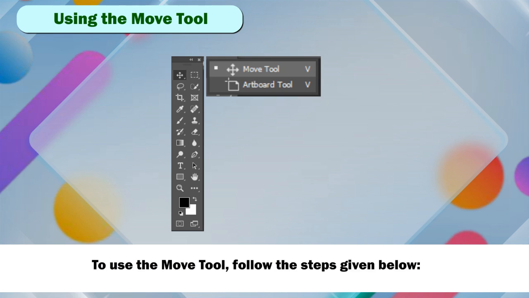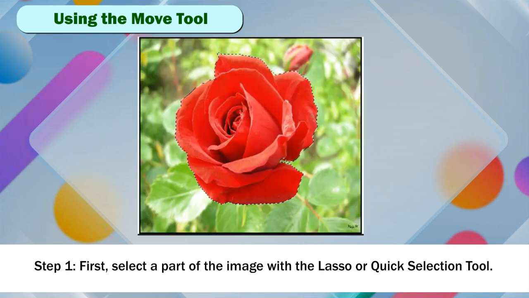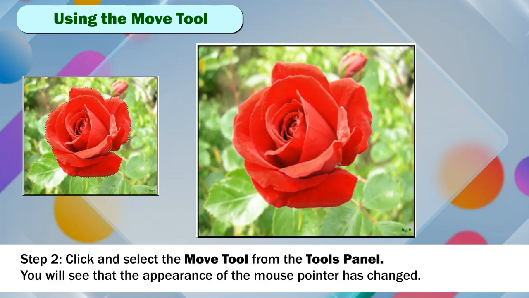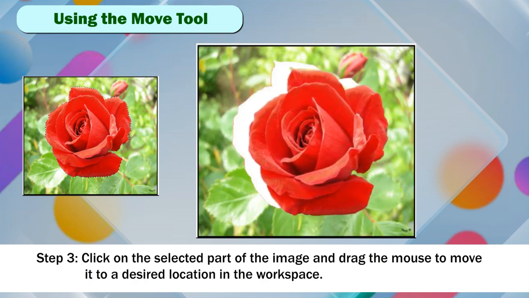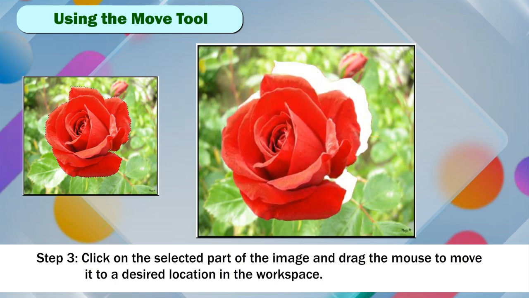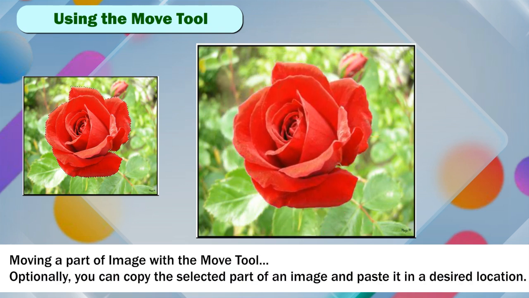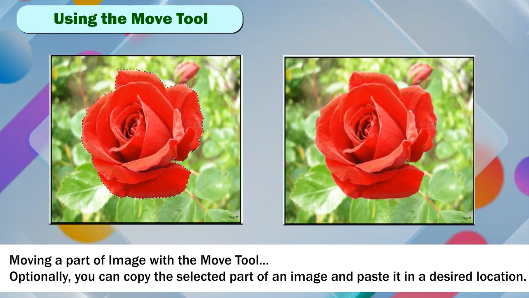To use the Move tool, follow the steps given below. Step 1. First, select a part of the image with the lasso or Quick Selection tool. Step 2. Click and select the Move tool from the Tools panel. You will see that the appearance of the mouse pointer has changed. Step 3. Click on the selected part of the image and drag the mouse to move it to a desired location in the workspace. Moving a part of image with the Move tool. Optionally, you can copy the selected part of an image and paste it in a desired location.